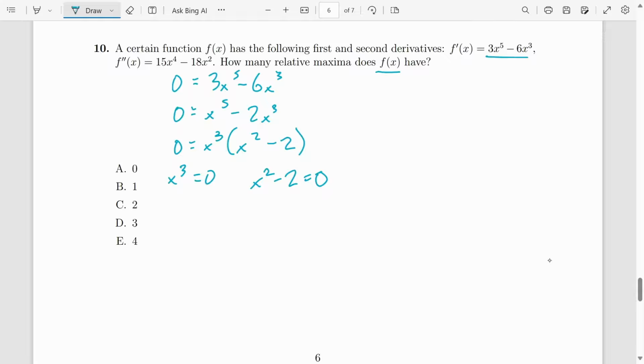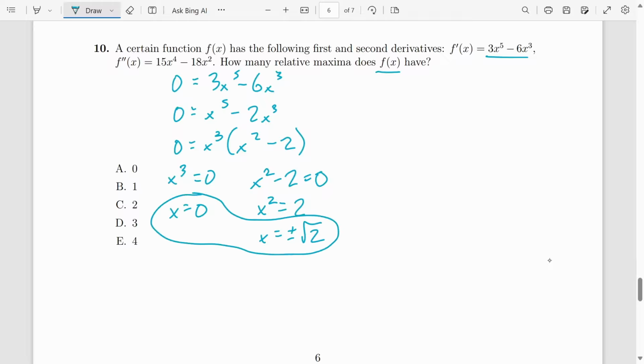On the left, we'll have x equals 0. And on the right, we can add 2 on both sides. x squared equals 2. And then square root both sides, so you get x equals plus and minus square root of 2. So there we go. We've got 3 critical points. So we have a potential maximum of 3 relative maxima. So we can rule out answer choice E.